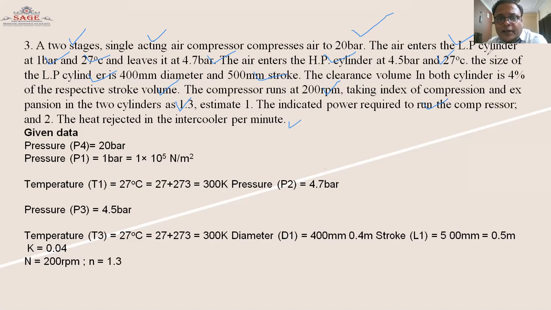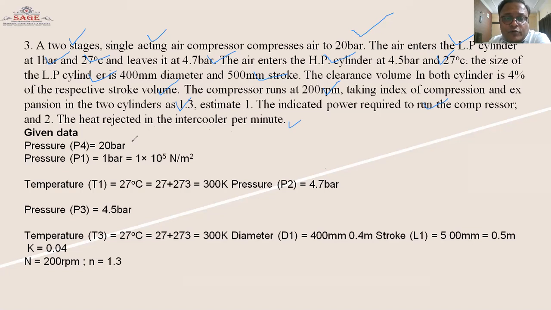Air enters the LP cylinder at 1 bar and 27 degrees centigrade and leaves at 4.7 bar. Air enters the HP cylinder at 4.5 bar and 27 degrees centigrade. That means the temperature after the intercooling will be maintained at 27 degree centigrade, and the size of the LP cylinder is also given. Clearance volume is given, the compressor speed is given.